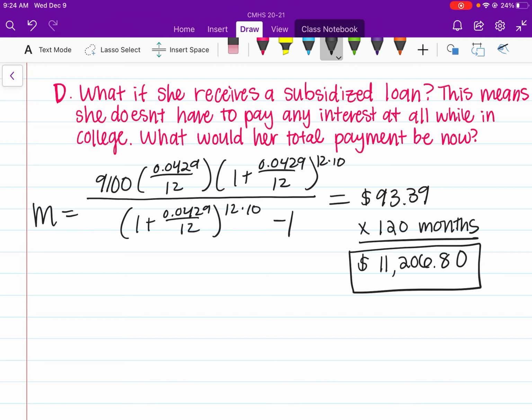So the biggest difference is, are you going to pay it while you're in college, or are you going to pay it when you get out?